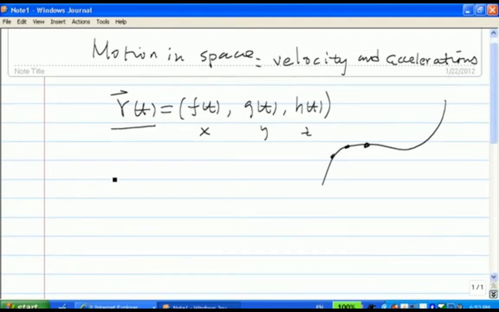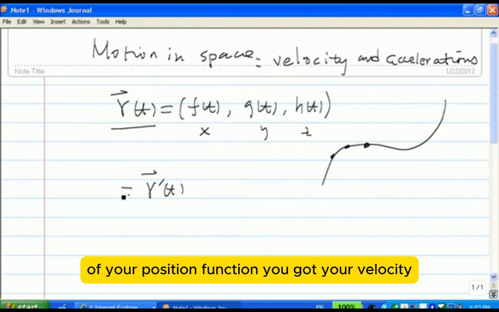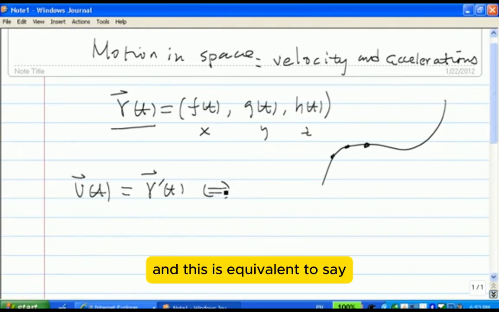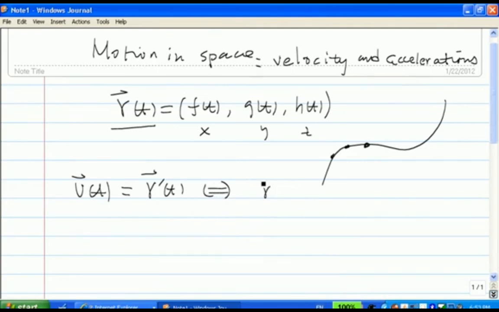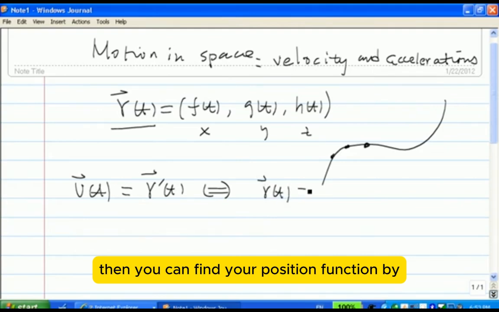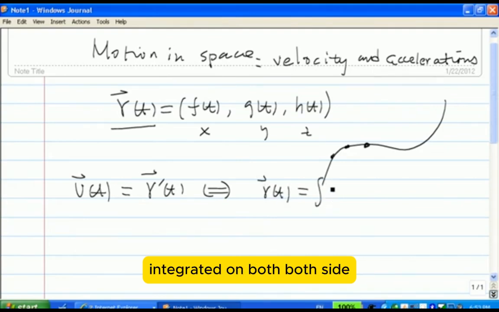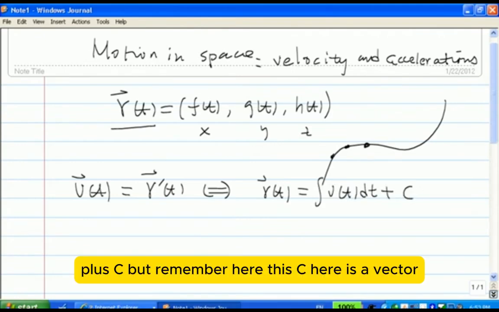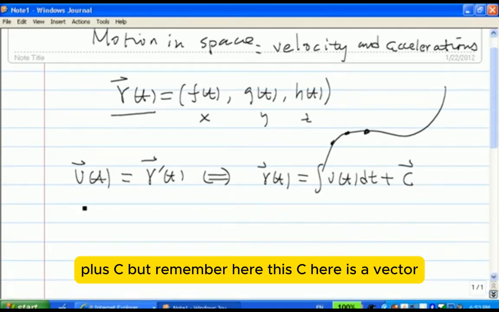And if you take the derivative of your position function, you get your velocity. This is equivalent to saying, if you know the velocity, then you can find your position function by integrating both sides, plus c. But remember, this c here is a vector.